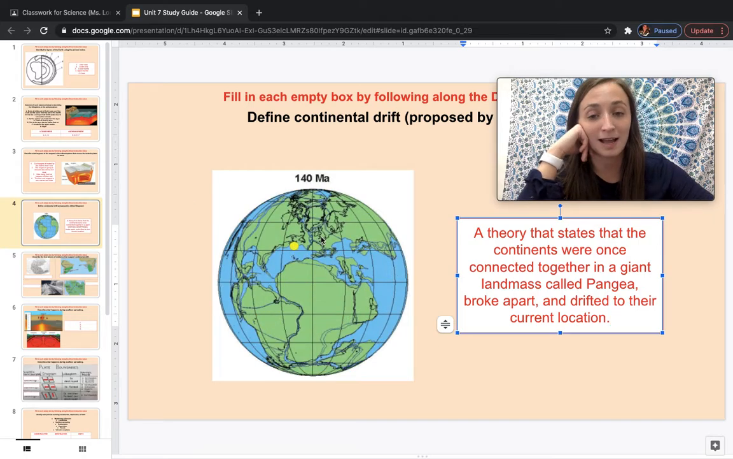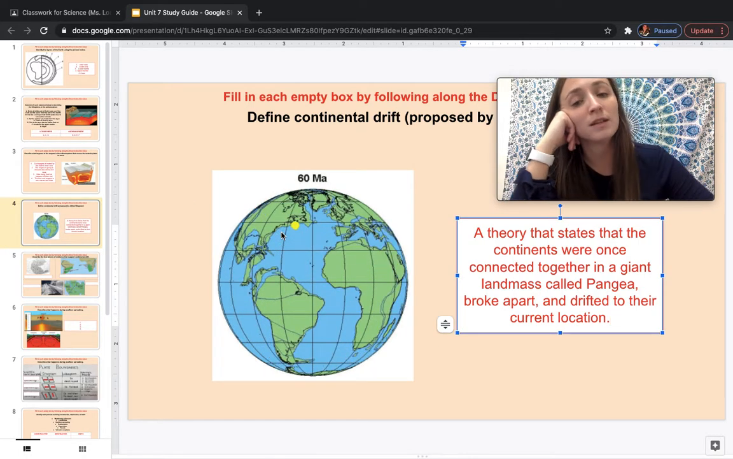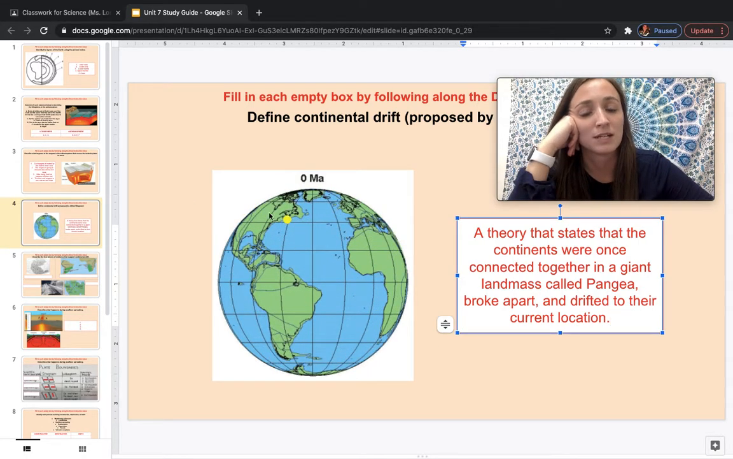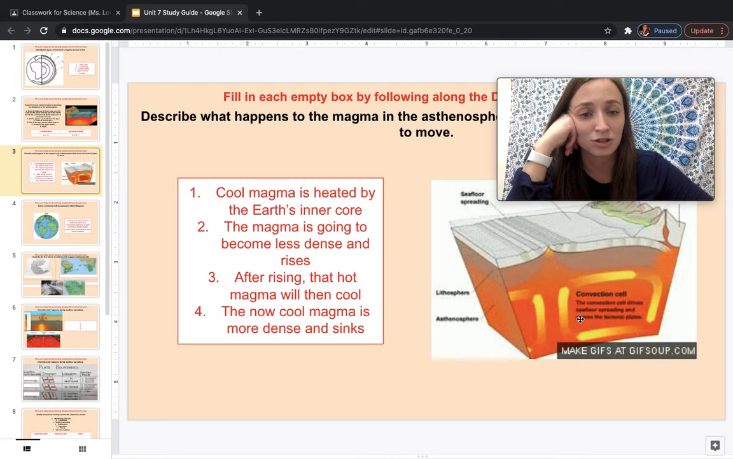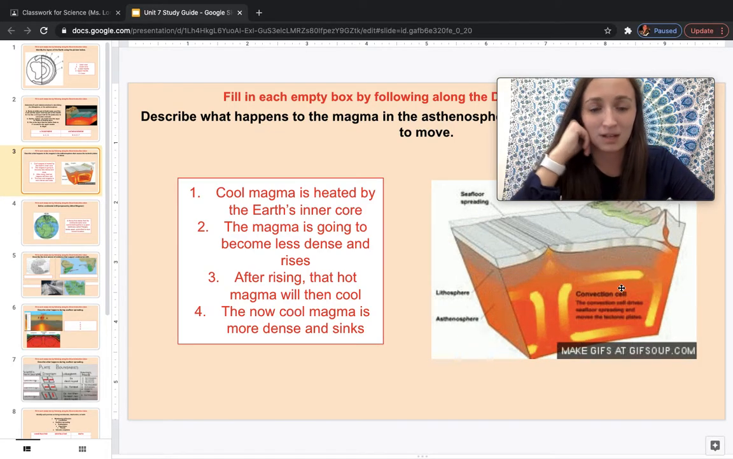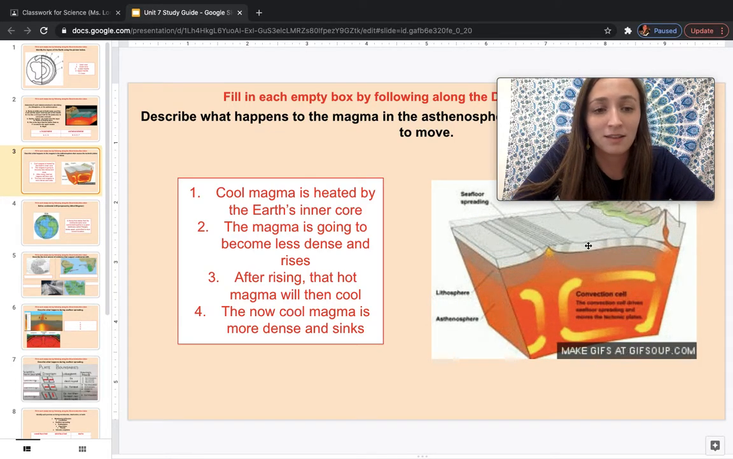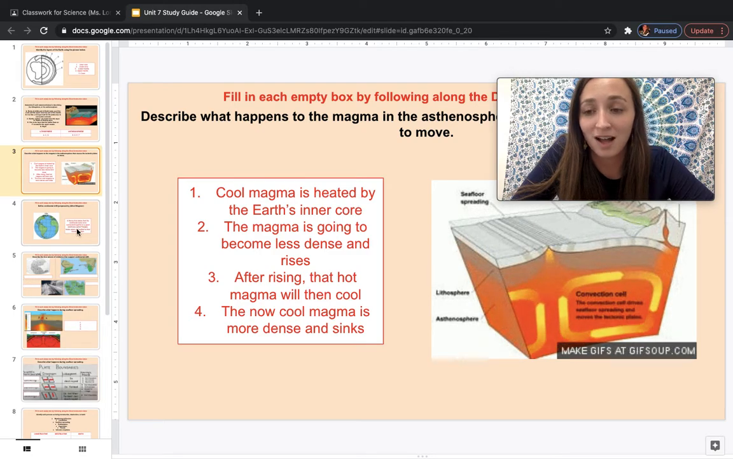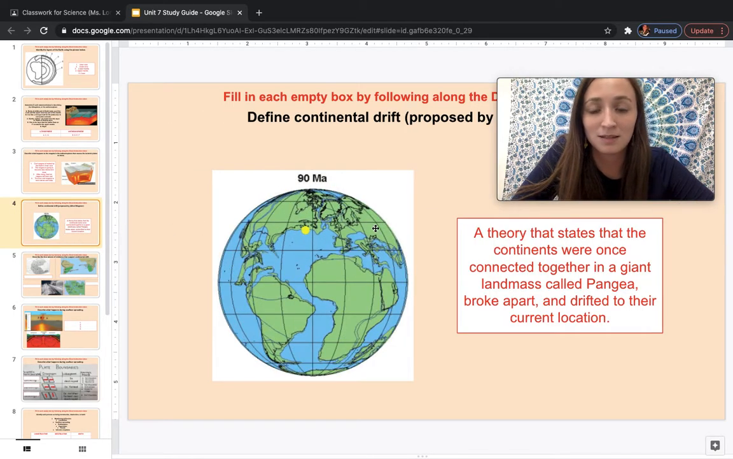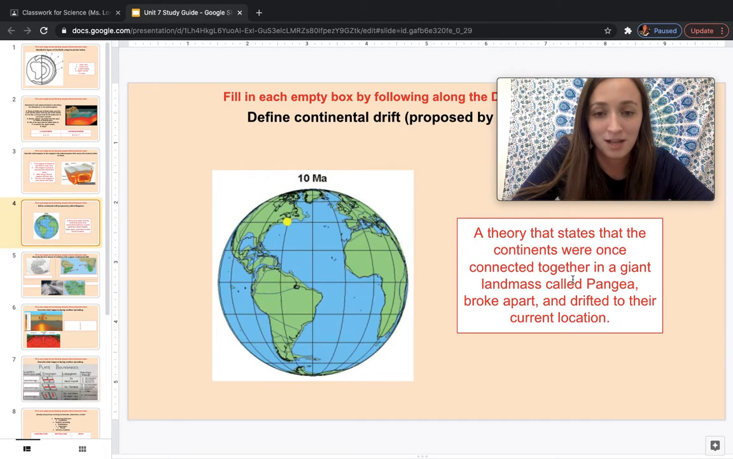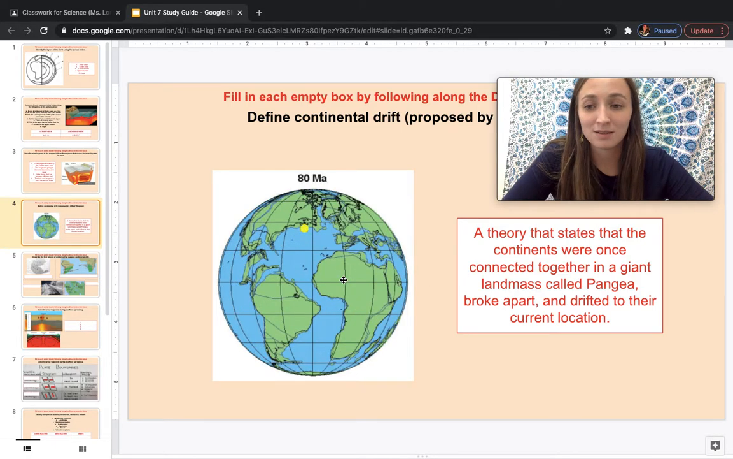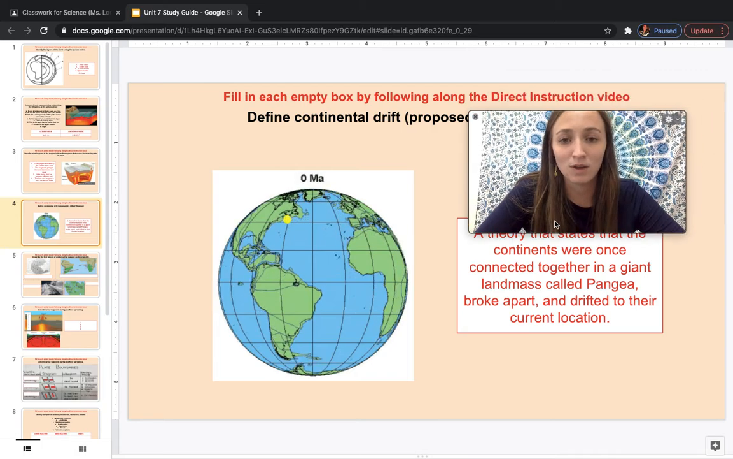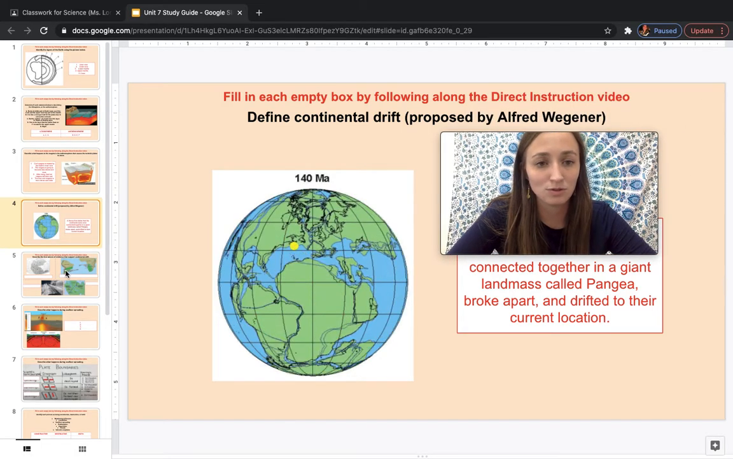So a long time ago, millions of years ago, all the continents were together as one massive landmass. And then because of those convection currents, because of that constant circling of the magma in the asthenosphere, that lithosphere moved. So the continents on those tectonic plates slowly drifted apart until they are where they're sitting right now as separate continents. So that is what the deal is with continental drift.